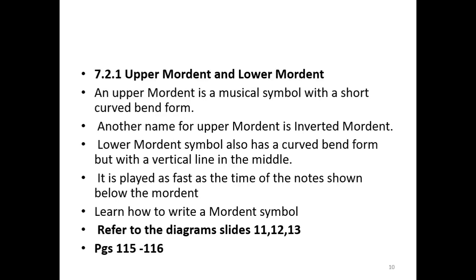And also we learn what we call the upper mordent and a lower mordent. If you refer to the diagrams on pages 115 and 116 in your module, and also the slides that follow, you will know that the upper mordent is a musical symbol with a short curved bend form. It's like an S written to the other side. And another name for upper mordent is inverted mordent.